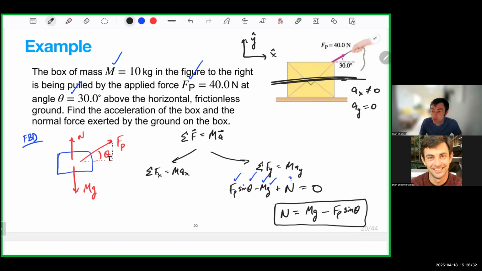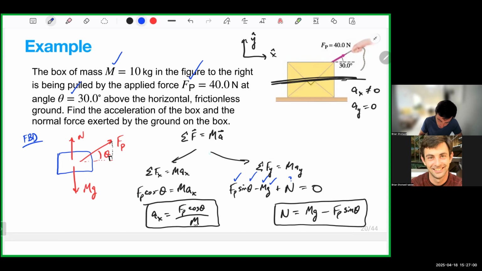I'll put the number when I post the lecture notes, but it's more important that we actually get the symbols right, rather than getting the right number out. Okay, let's see what's going on in the x direction. In the x direction, it's just Fp cosine theta equal to max. And so we can solve for the acceleration of the system. We know Fp, we know theta, and we know m. So we would just plug in those three numbers to solve for the acceleration. But keep in mind, we kept the x and the y equations totally separate from each other, right? Totally separate.